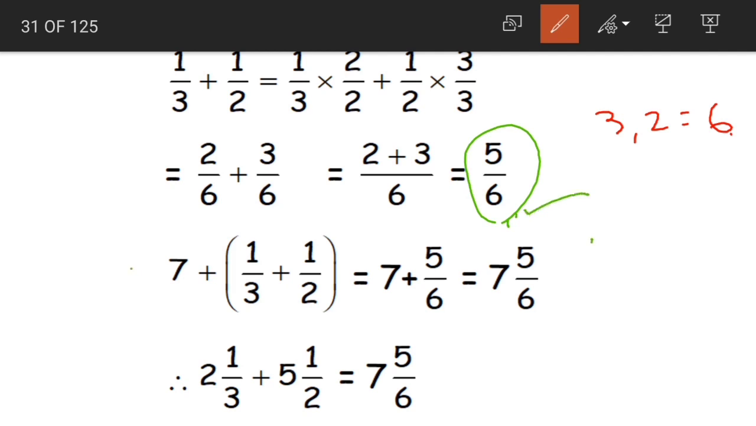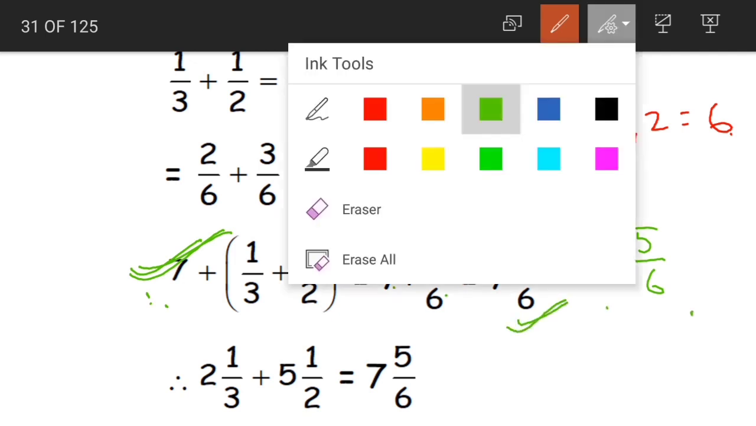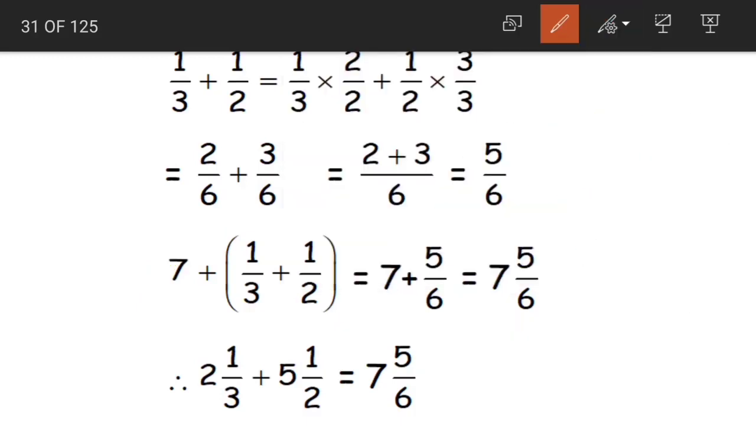And don't forget that we had whole numbers as well. So the sum of whole numbers was 7. Now 7 plus 5 by 6. 7 plus the proper fraction 5 by 6 is nothing but 7 5 by 6. Understood children? What is the first method?